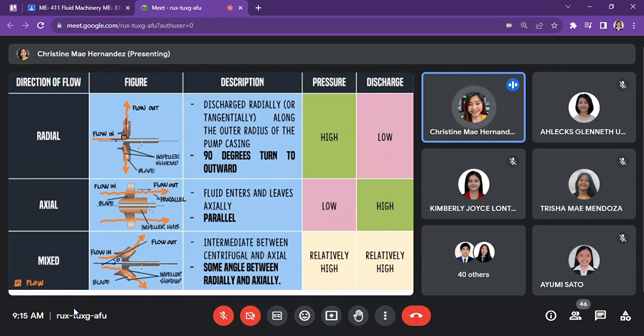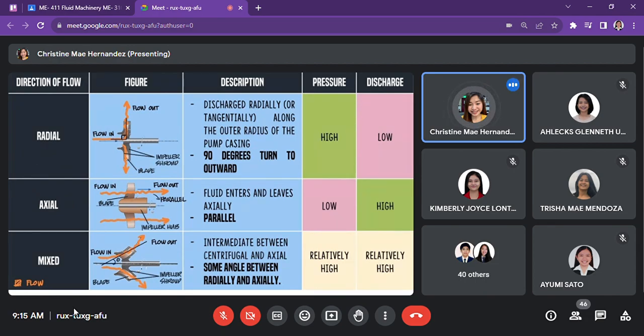So description: discharge radially or tangentially along the outer radius of the pump casing, or a 90 degree turn outward. While si axial, fluid enters and leaves axially or parallel. Si mix naman, intermediate between centrifugal and axial, some angle between radially and axially. Pag meron siyang radial flow, ang pressure niya is high, ang discharge flow rate niya is low. While si axial, merong low pressure and high discharge. While si mix, it's relatively high, pareha sa pressure and discharge.